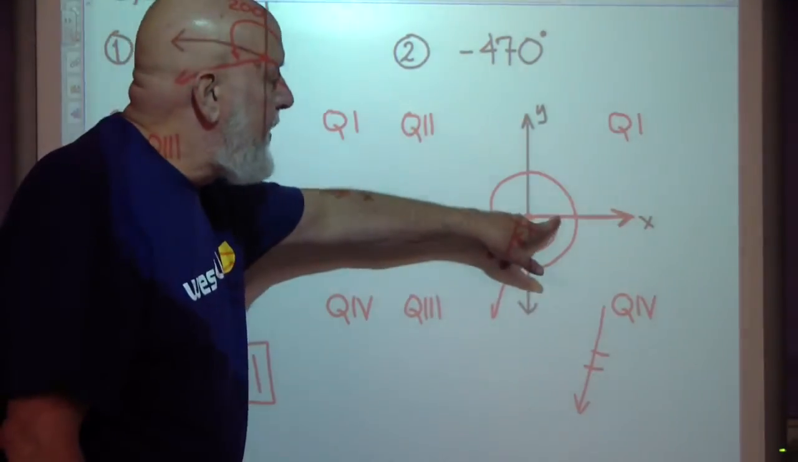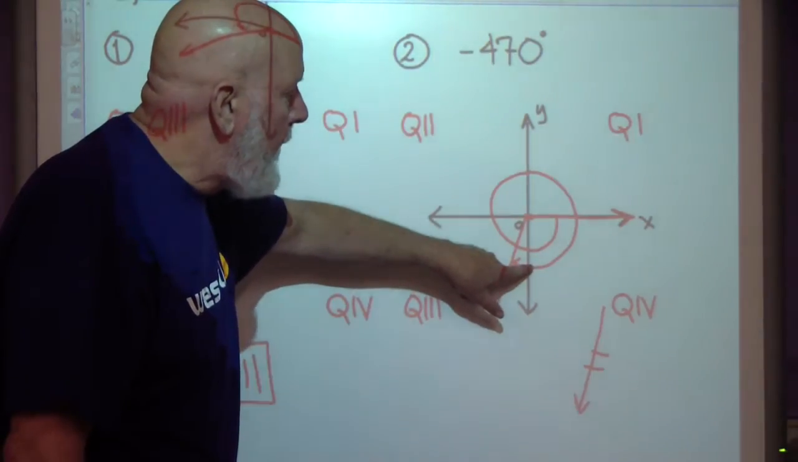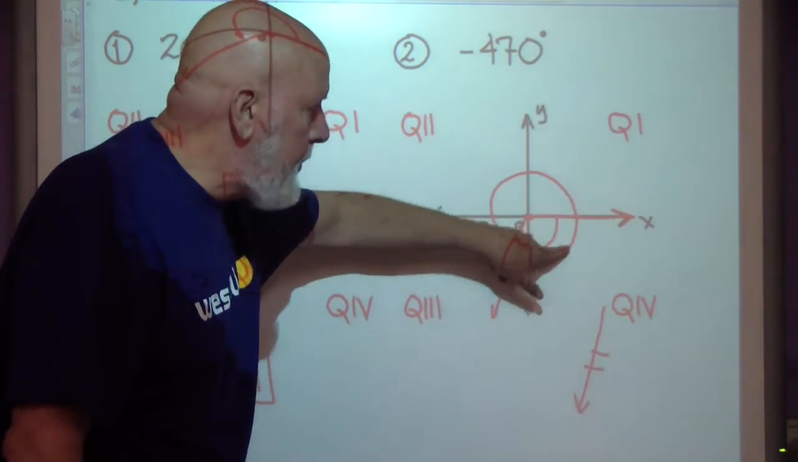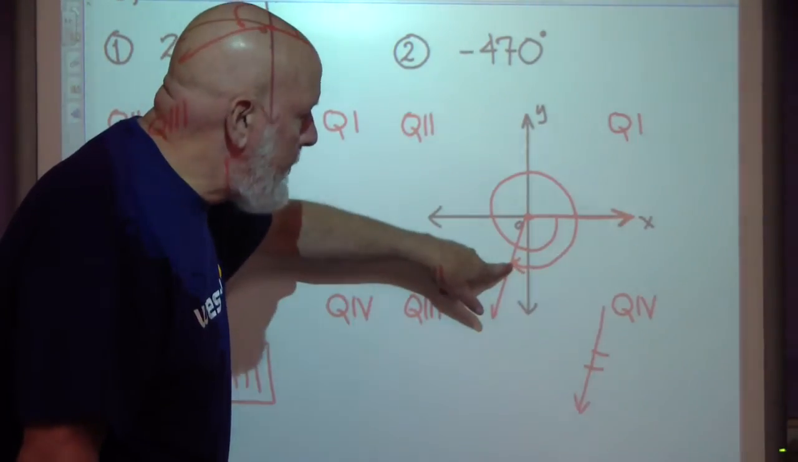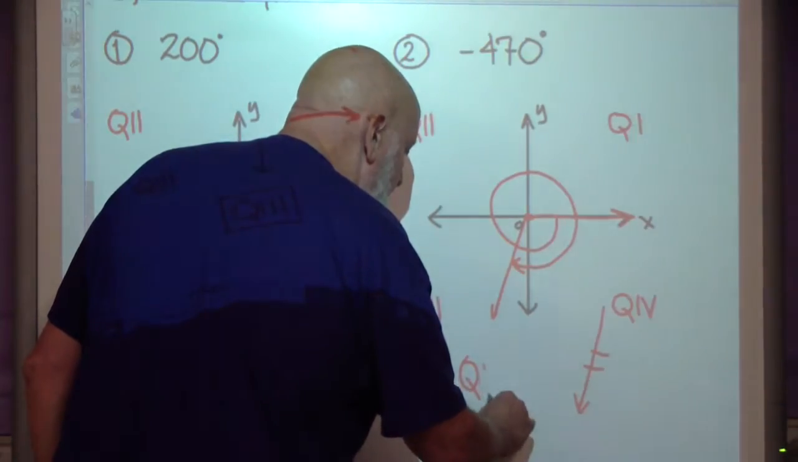We said, okay, 360 going in a negative direction. Another 90 is 450 degrees. 360 plus 90 is 450. 470 would put me into quadrant 3. So my answer is quadrant 3 again.